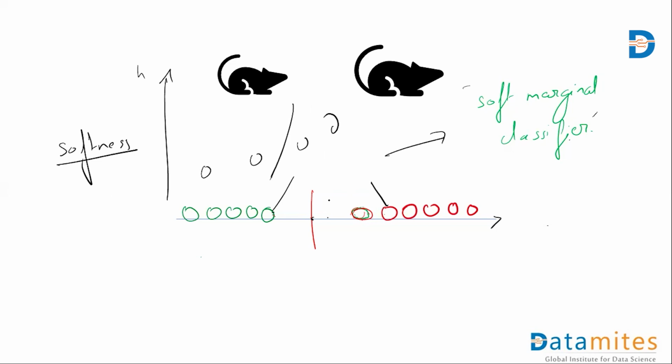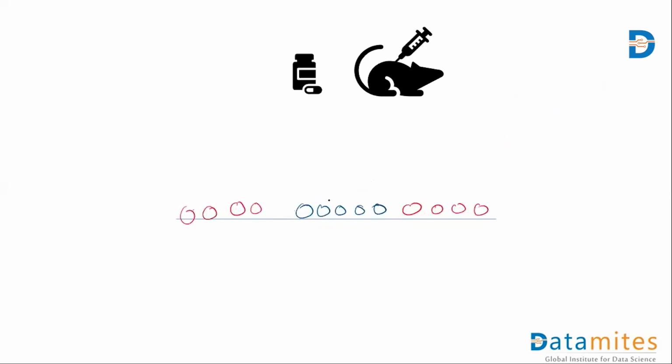A soft marginal classifier is helping us deal with the issues of these outliers and overlapping data. But what if your data looks like this? Okay. Now over here, there are a bunch of sick rats in my laboratory, and I'm injecting them with some sort of a medicine.